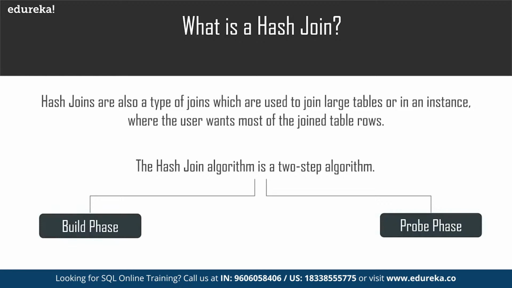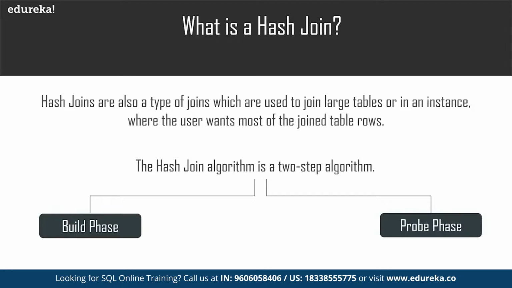Now the hash join algorithm is basically a two-step algorithm. It has mainly the build phase and the probe phase. In the build phase, you basically create an in-memory hash index on the left side of input. And in the probe phase, you go through the right side of input, each row at a time, and find the matches using the index created in the build phase.